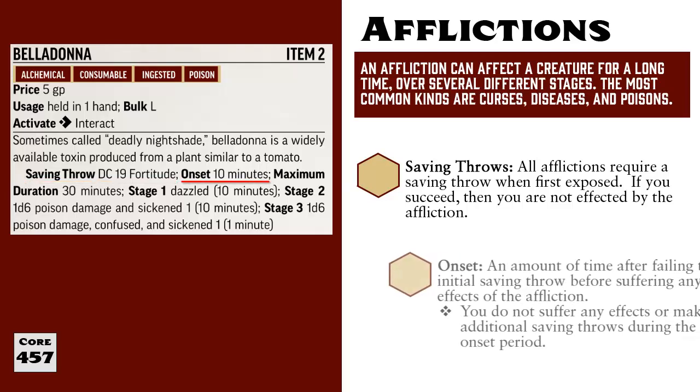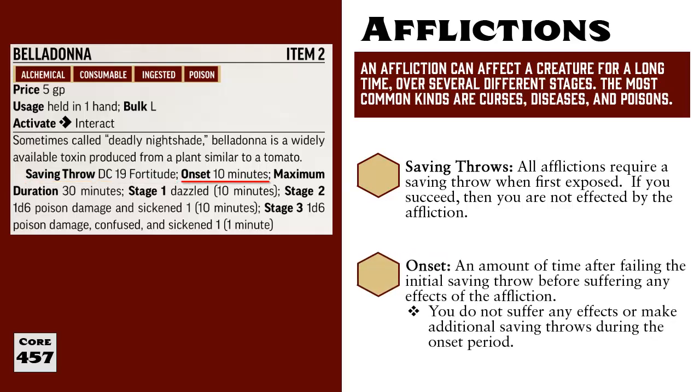Some but not all afflictions have an onset period. This is basically a delay. If an affliction lists an onset period of 1 hour, then if you fail the initial saving throw, nothing else happens until an hour passes. Think of it as an incubation period, like when you get the flu.